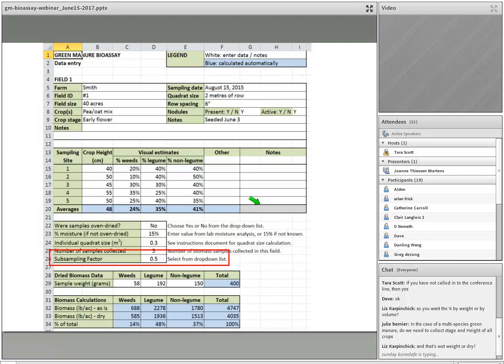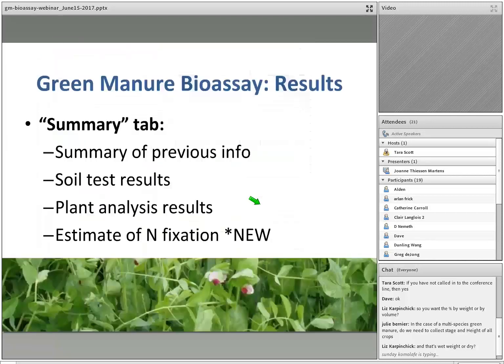So that's just a brief overview of what that looks like. I would encourage you to check it out for yourselves and get in touch if you have questions about that.